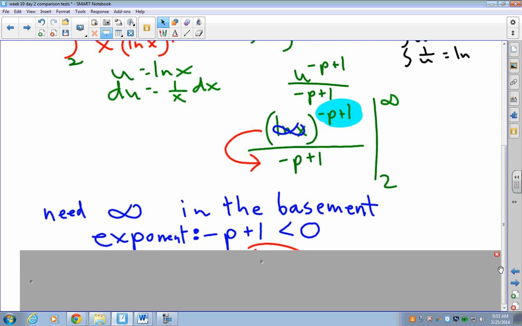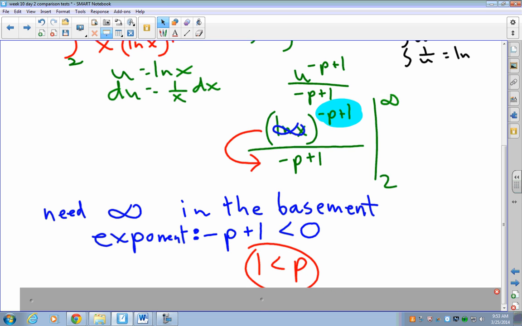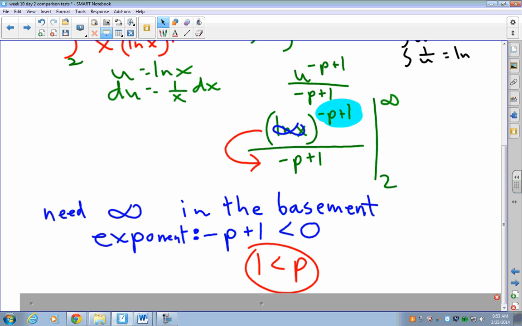The only way to pull that into the basement is if that exponent is negative, the whole exponent. You guys agree? So I need the whole exponent to be less than 0, which means p needs to be greater than 1. You guys okay with that thought process? As long as p is greater than 1, that infinity is going to be pulled down to the bottom. It won't blow up. It will converge to 0, which means the integral and the series converge. You guys okay with that?